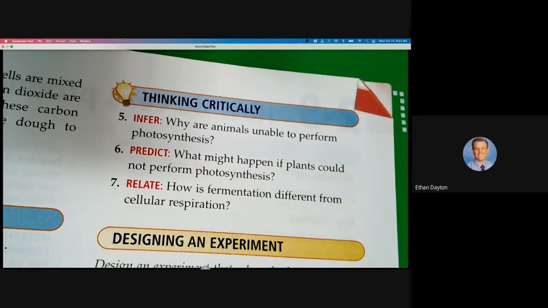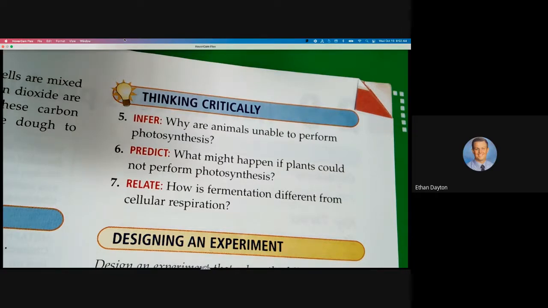Number 6, predict. Ryan, read that question for me. What might happen if plants could not perform photosynthesis? What do you think might happen, Ryan? Yeah, if plants could not perform photosynthesis, they would die. Actually, there's a more specific answer. Yeah. They would die, and if all the plant life on Earth died, there would be nothing for the leaf eaters to eat.